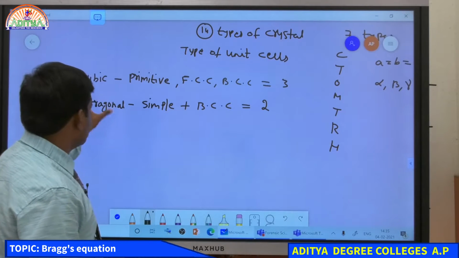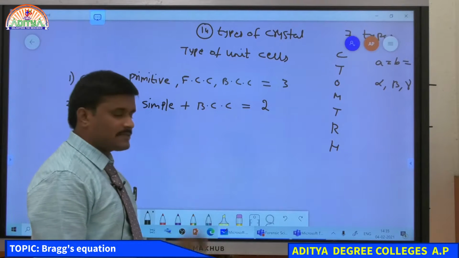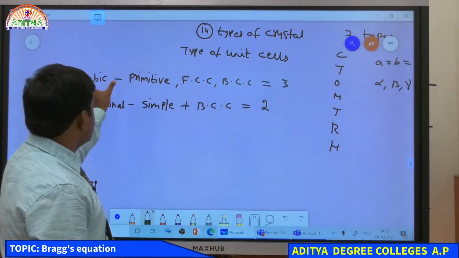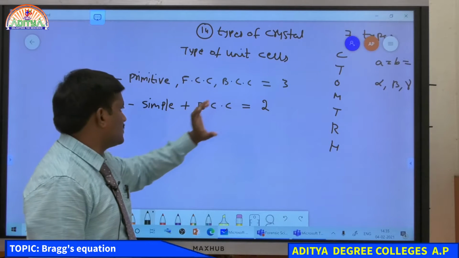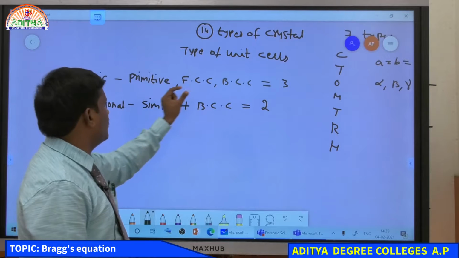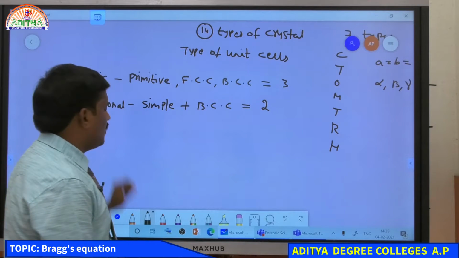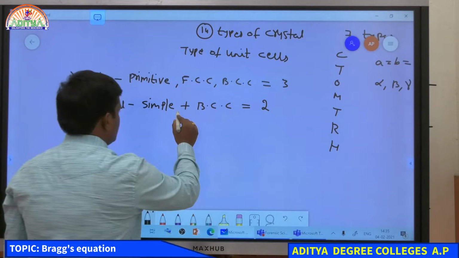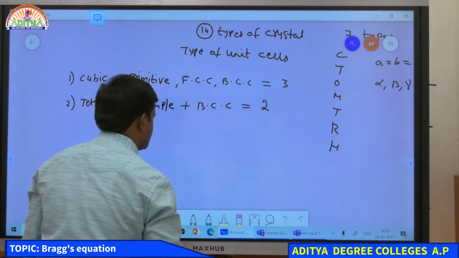So these are the unit cells present in the crystal. That is why this crystal is converted into 3 types: primitive cubic, second face centered cubic, third body centered cubic. Similarly for tetragonal, there is simple as well as BCC.